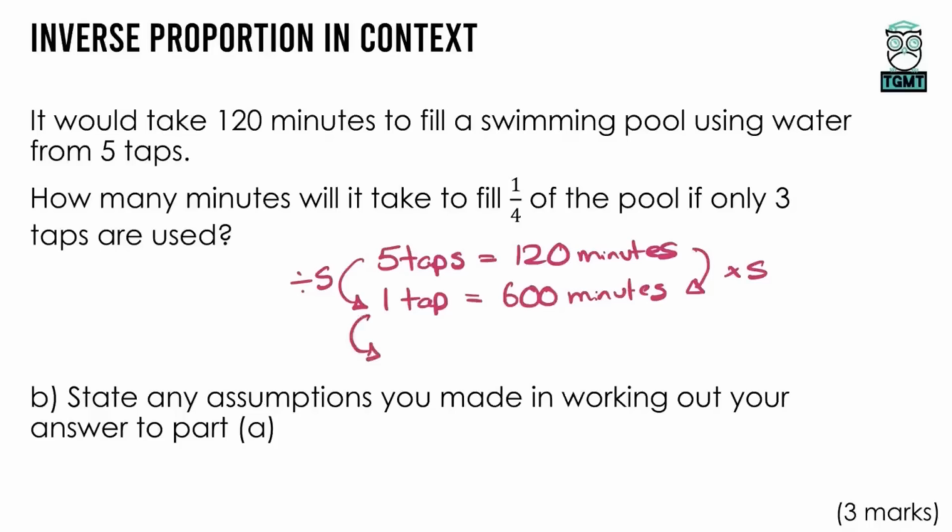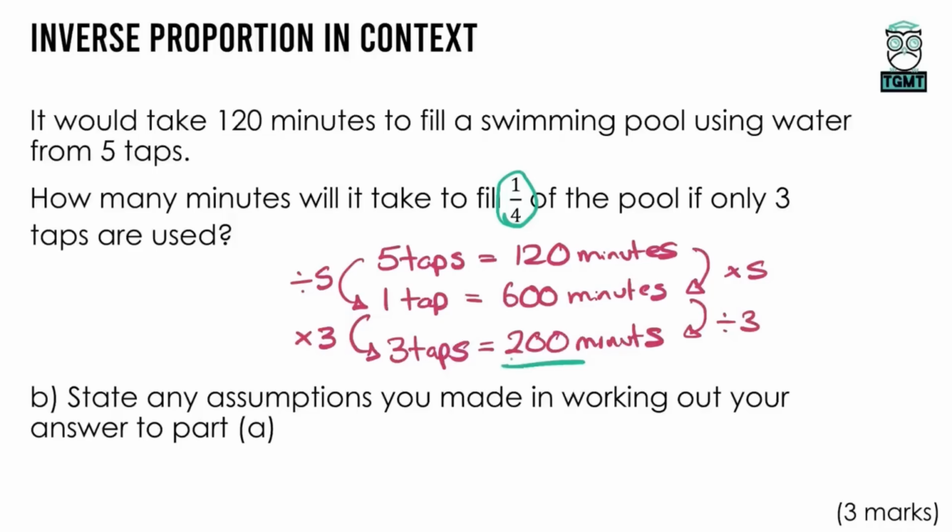Now the whole point of this is we want to know what 3 taps are going to take. We'll forget about this quarter of the pool for the minute, and we'll come and deal with that after we've found out the full pool. So to get from 1 to 3, we would multiply by 3. If we've multiplied by 3 on the left, we're going to divide by 3 on the right. And that means that 3 taps is going to take 200 minutes. Now this question here doesn't want to know the full pool, it only wants to know 1/4 of the pool. So we need to find 1/4 of 200. To find a quarter, you divide by 4. So 200 divided by 4, which gives us 50 minutes. And there we go, that'll be our final answer for this one, 50 minutes.